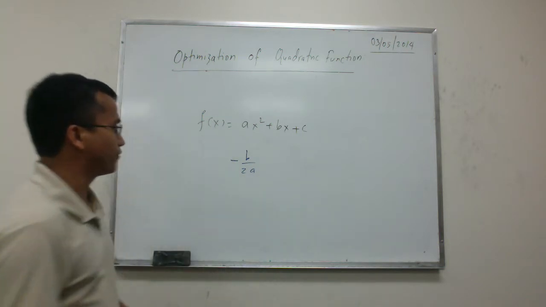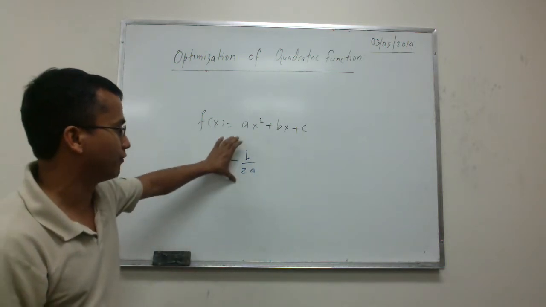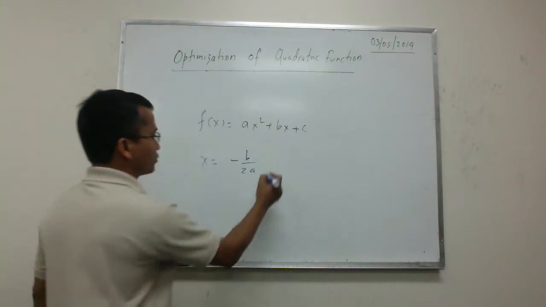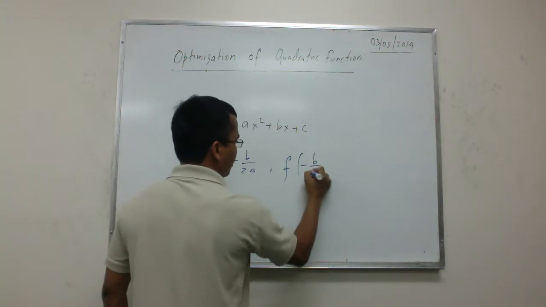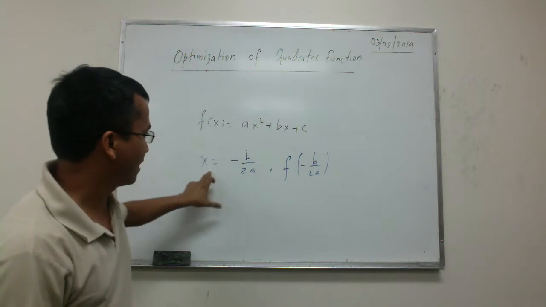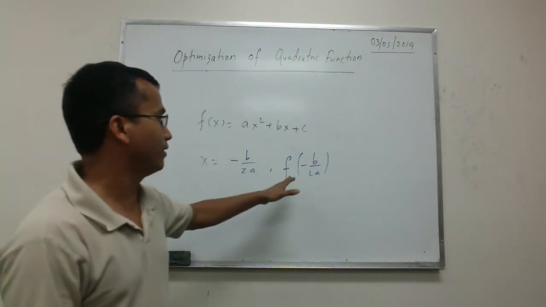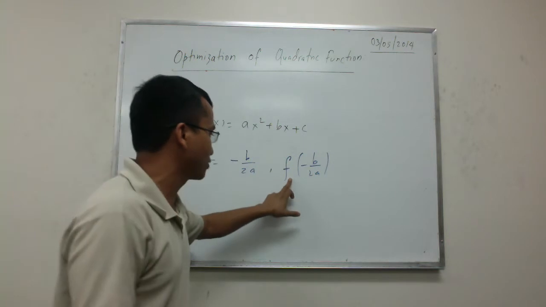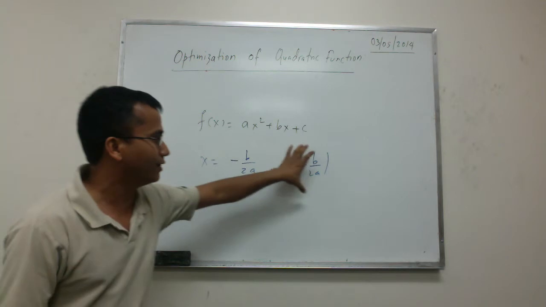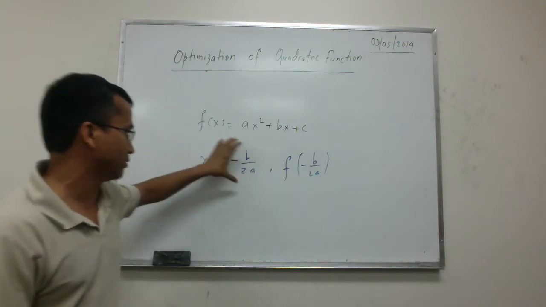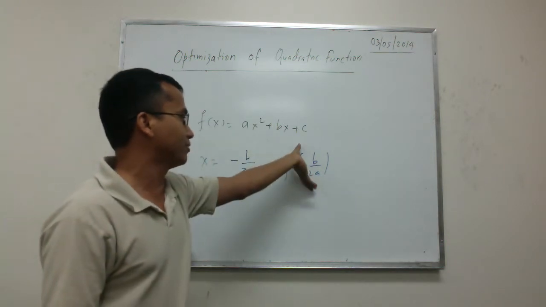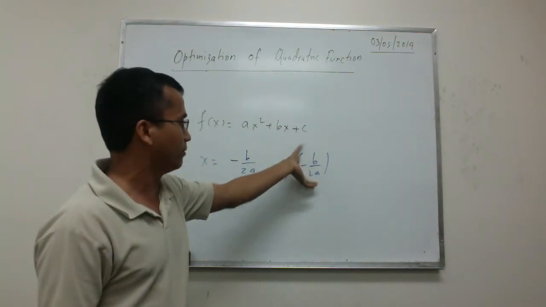So you can always find the maximum or minimum value of the function when x equals negative b over 2a, and the value of the function would be f of negative b over 2a. You can find the maximum value of the function at x equals negative b over 2a, and the maximum value would be the value of the function when x equals negative b over 2a. So our goal is to find this value and that value. It is the value of x where you can find the maximum or minimum value of the function, and this is the maximum or minimum value of the function.